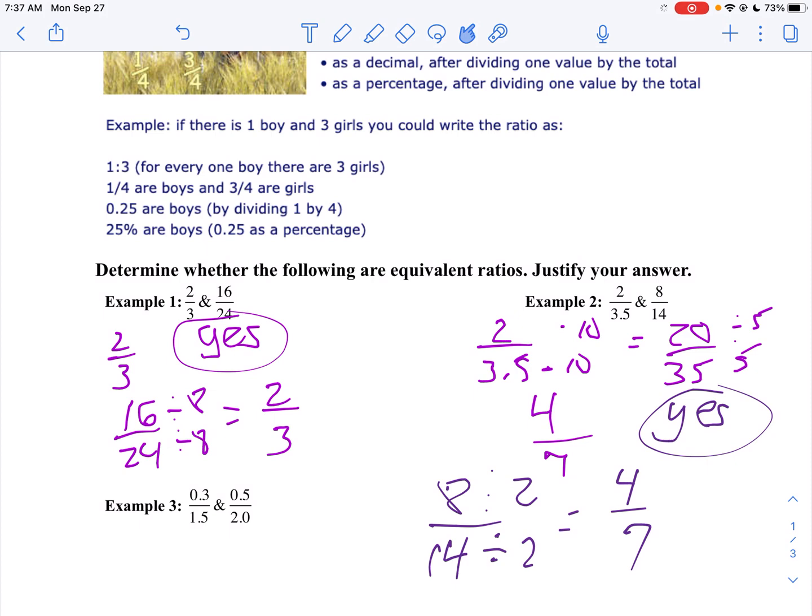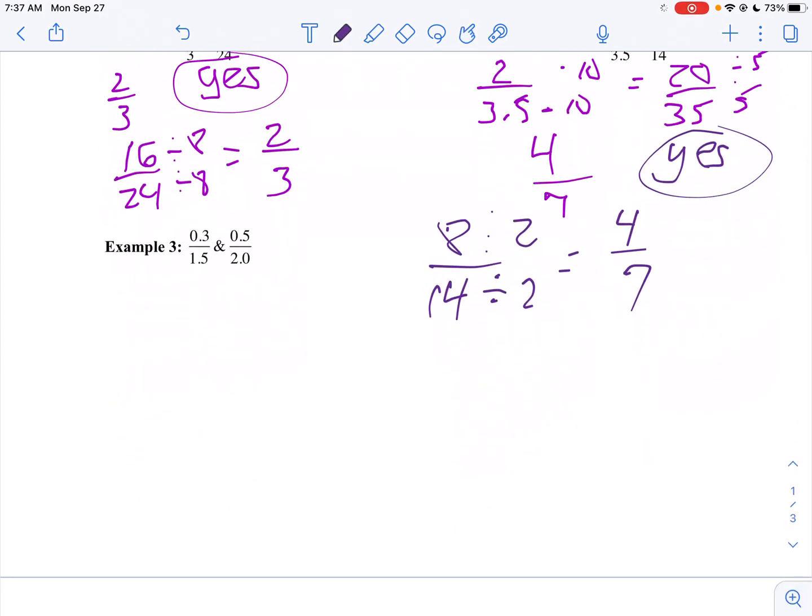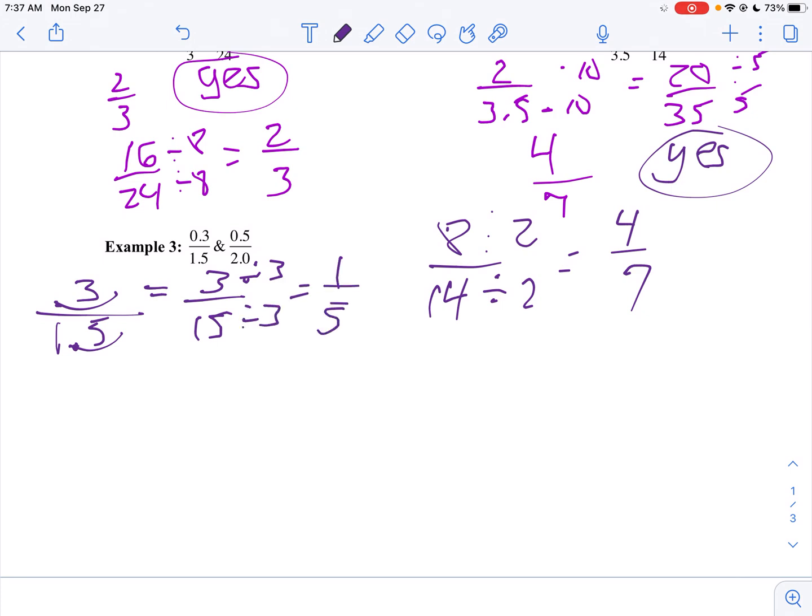Well, let's take a look at example 3. We'll take a look at the same thing. I've got 0.3 over 1.5. So I'm going to multiply by 10 by moving my decimal one place to the right. So I get 3 over 15. Then notice you can divide the numerator by 3 and the denominator by 3, and I get 1 to 5.